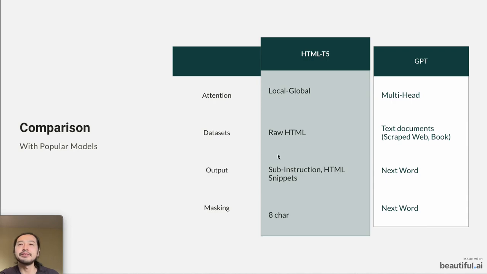And HTML5 outputs the sub-instructions as well as HTML snippets for further tasks for the other model to generate code. GPT just outputs the next word and next word to next word. Masking also, the HTML5 is taking eight characters to mask, and GPT is masking the next token, i.e. word, basically word.